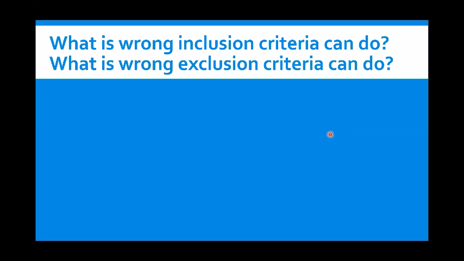Exactly. Yes, absolutely right. And what can wrong exclusion criteria do? Yeah, exclusion criteria. If you have limited exclusion criteria, it means you could have a large amount of bias. Absolutely, that's correct. Thank you very much. Thank you so much. So exactly, and then we'll speak about that.